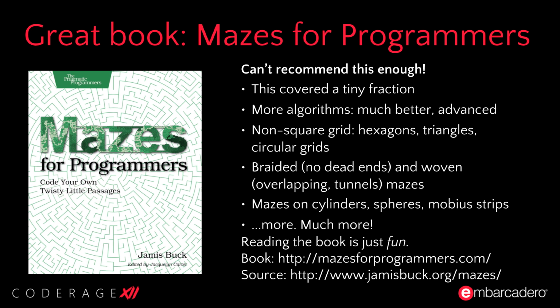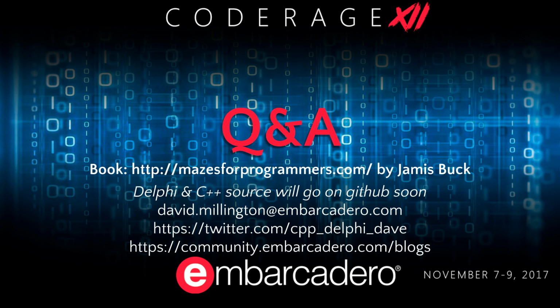So you can find the book at mazesforprogrammers.com, and the author was interested in mazes and collecting different algorithms and source for a long time before he wrote the book, and he also has a website with source as well. And on GitHub you'll find that a lot of people have implemented the algorithms in the book in a lot of languages. So far as I know, there is some C++ code and there is no Delphi code, and I plan to put up my C++ and Delphi implementations on GitHub sometime soon. Just a reminder, mazesforprogrammers.com is that book. The Delphi and C++ source will be on GitHub soon.